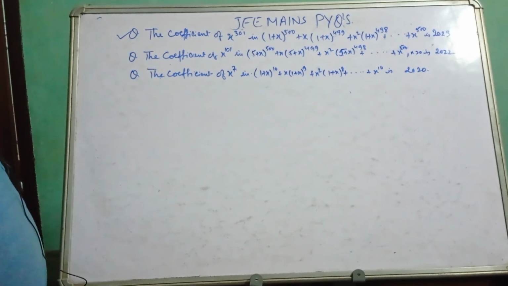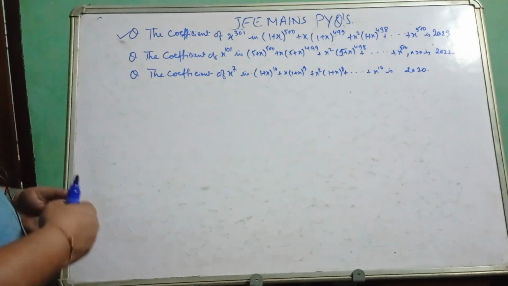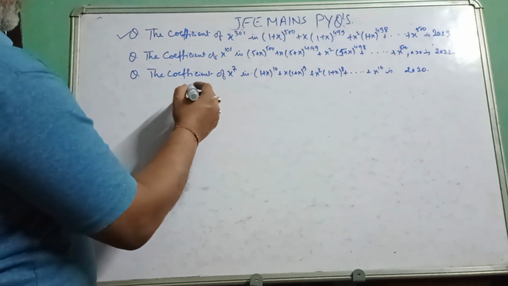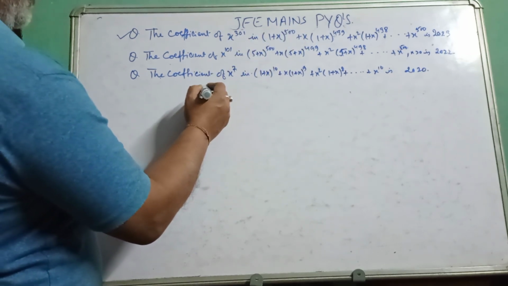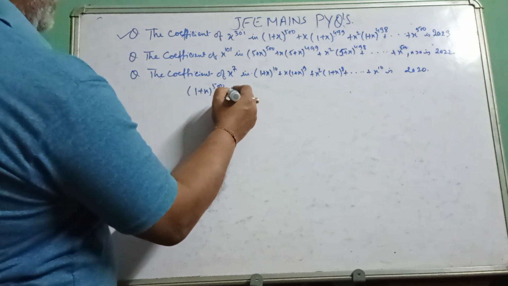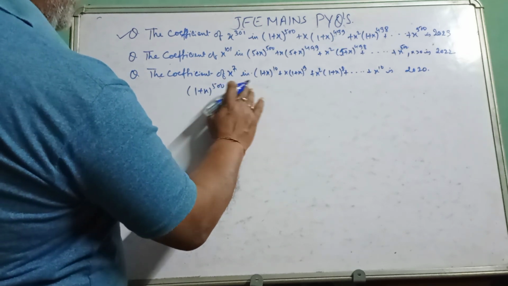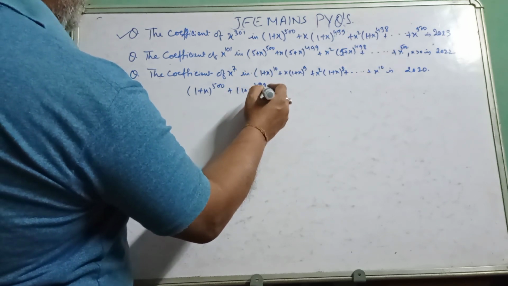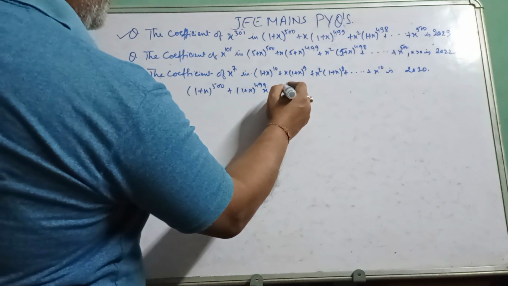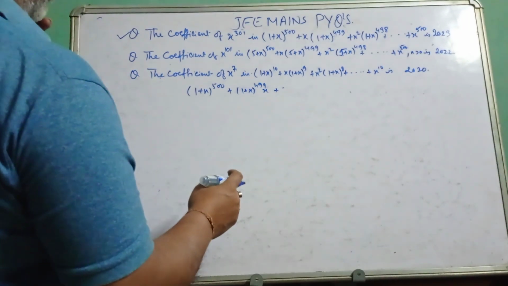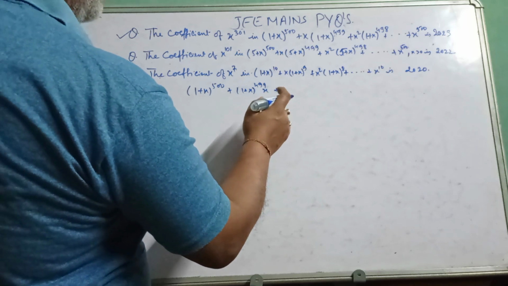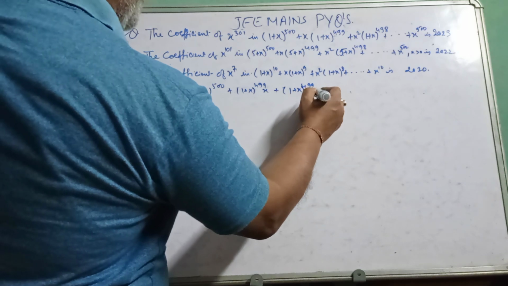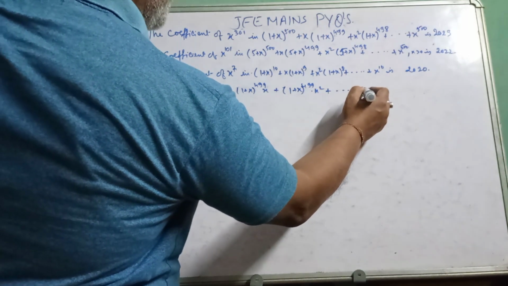So after all, I'm going to solve this first one. Now, this is a very important and interesting question. If you look here, I'm writing it like this: x into 1 plus x to the power of 49, plus, okay, 1 plus x to the power of 499 into x square, and this goes on to x to the power of 500.